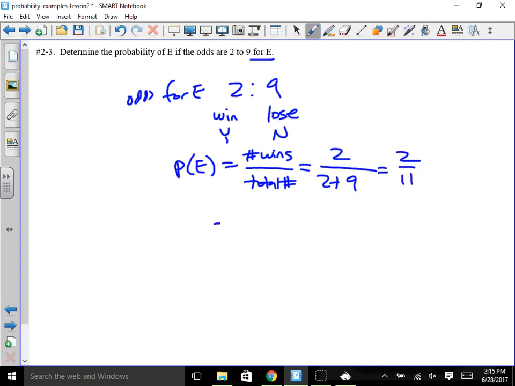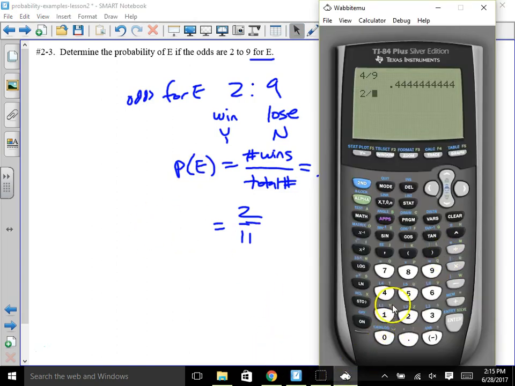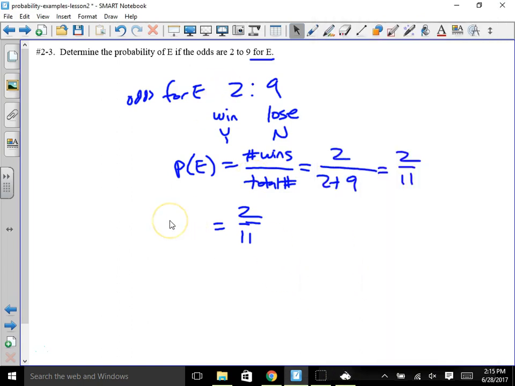Right? The probability here is the fraction 2 over 11, and we could also do that in a calculator to convert that to decimal. So if I did 2 divided by 11, that is 0.1818. Okay, so that is the probability. It's just odds converted to probability. Remember that probability is the number of successes over the total, and odds is a comparison of successes to failures. Okay, let's move on to the next one.